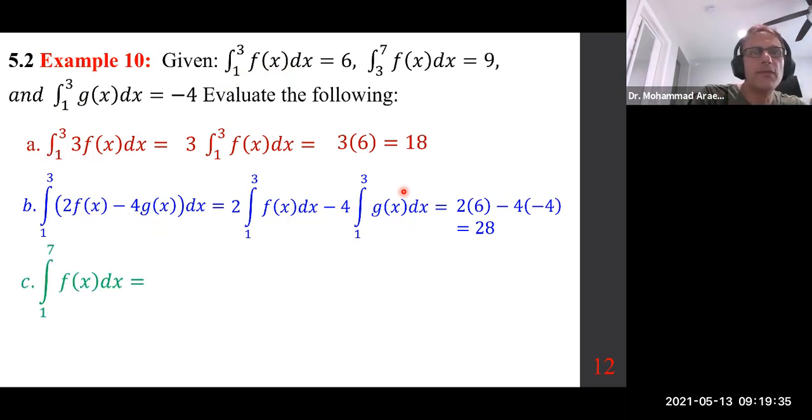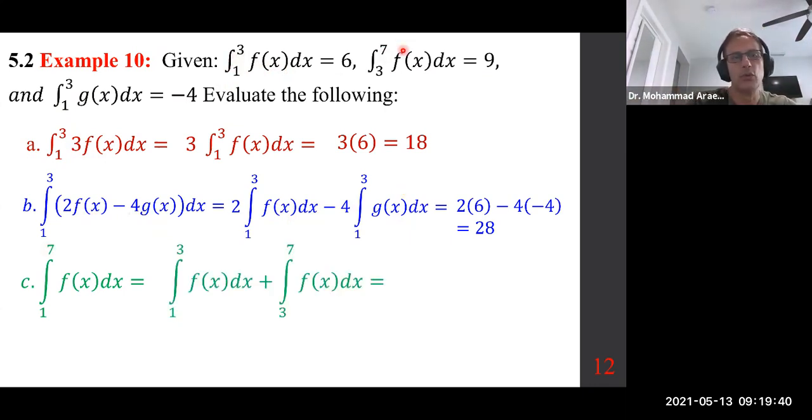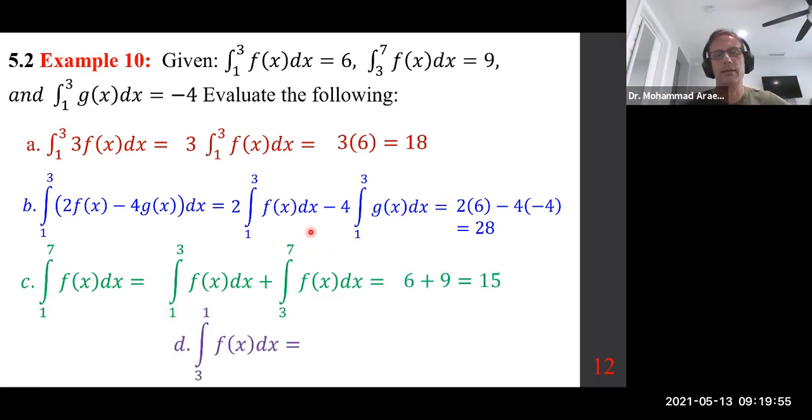We want 1 to 7. We know 1 to 3, we know 3 to 7, and so we can write it as 1 to 3, 3 to 7, as long as the lower limit of the first and the upper limit of the last are the same, then it's from 1 to 7. Finally, if 1 to 3 is this number, then 3 to 1 is the opposite of that, you negate that. That's the idea to remember.